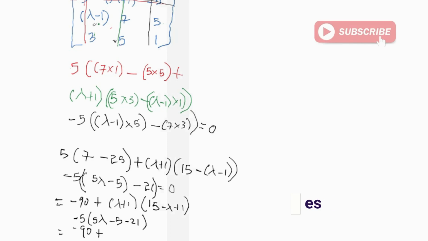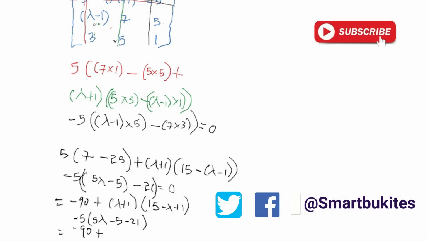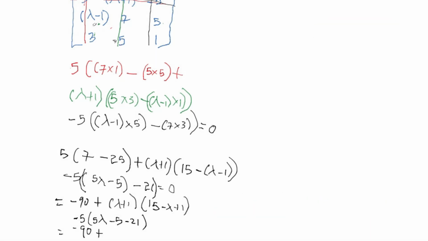plus, if you open the bracket with lambda, we are going to have lambda times 15 is 15 lambda, minus lambda times minus lambda is minus lambda squared. Lambda times 1 is plus lambda. Then we are going to open the bracket with 1 also, plus 1 times 15 is 15. 1 times minus lambda is minus lambda. 1 times 1 is 1.